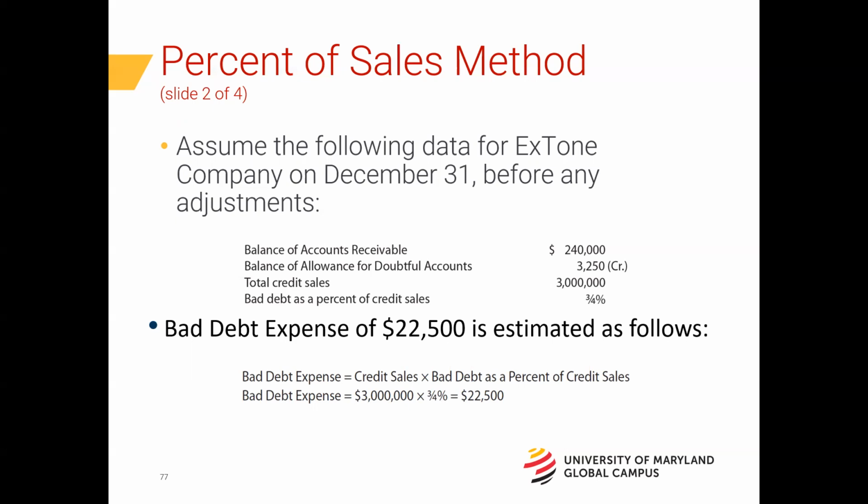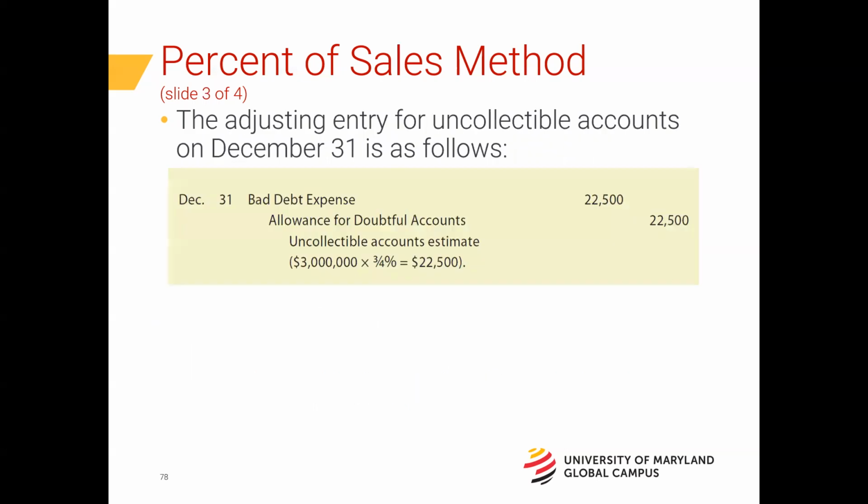So how do we figure out what the bad debt expense should be? The estimate, right? So we take $3 million credit sales times 0.34%, gets us 22,500, and that is our estimated amount that we won't be able to collect. So that general journal entry looks like this. Debit bad debt expense, 22,500. Credit allowance for doubtful accounts, 22,500. And your note is uncollectible accounts estimate.